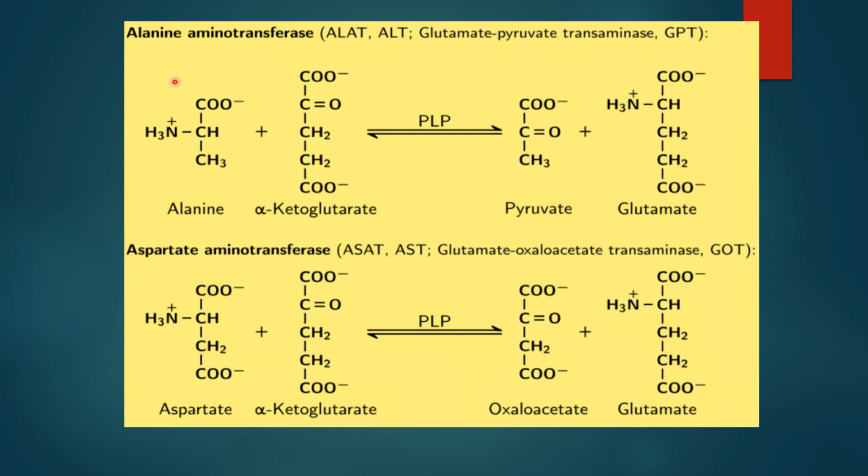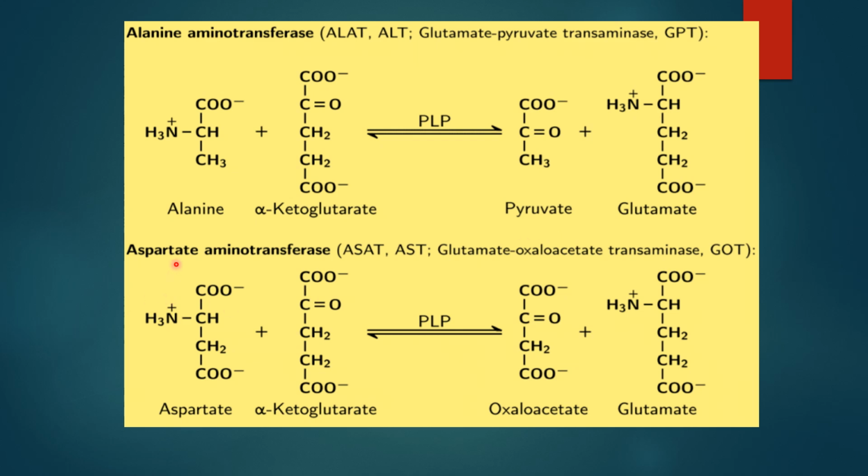We can see one example, alanine along with alpha ketoglutarate. Alpha ketoglutarate is the keto acid of glutamate, and so alanine undergoes a transamination reaction. It gives its amino group to this alpha ketoglutarate. Alpha ketoglutarate in turn is converted into glutamate, and alanine is converted into another keto acid, that is pyruvate. The conjugate keto acid of alanine is pyruvate.